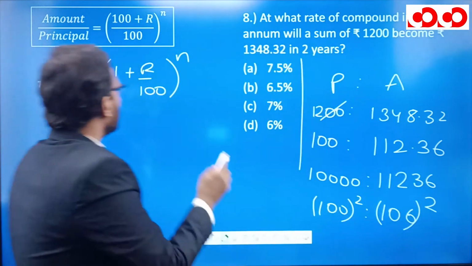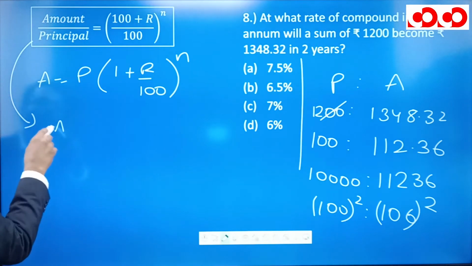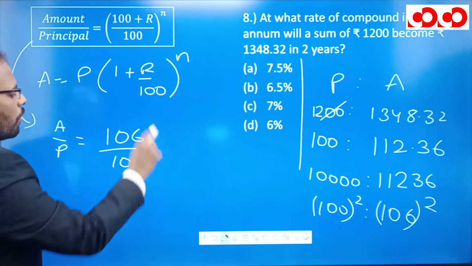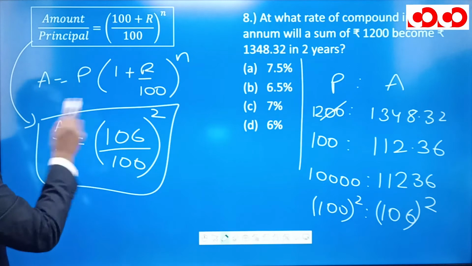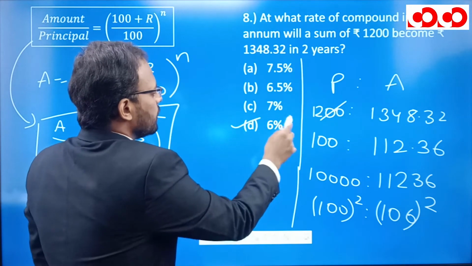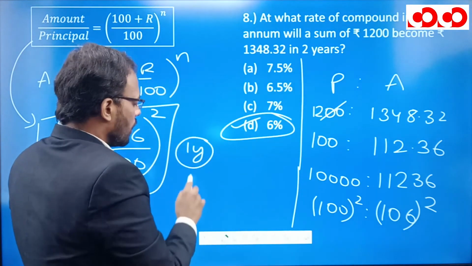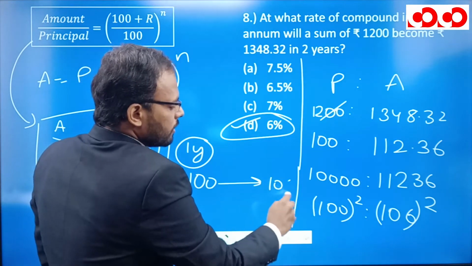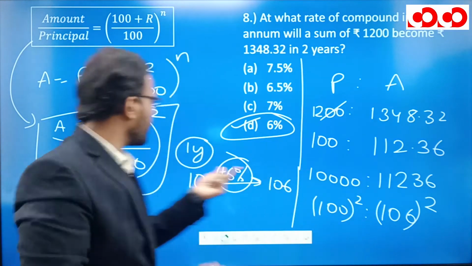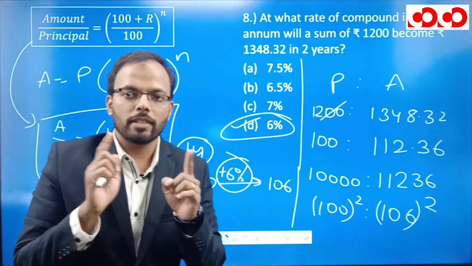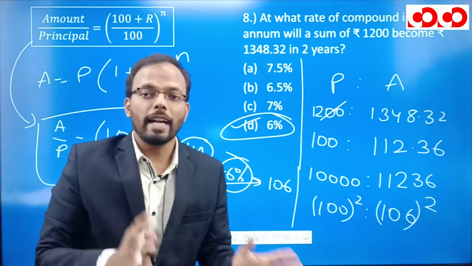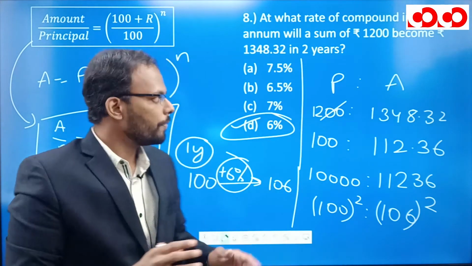So can you see that we have expressed this in the form of A by P, where the formula is 106 by 100 whole to the power of n, which is 2. So for 2 years it is like this. For 1 year it will be 106. That means 6% increase. For 1 year it is going to be 100 to 106, that is a 6% increase. Because the power is n, the time over here is 2. If I take the power as 1, which is for 1 year, the ratio is going to be 100 to 106. That means 6% increase, and that is what our rate of interest per annum is, 6%.